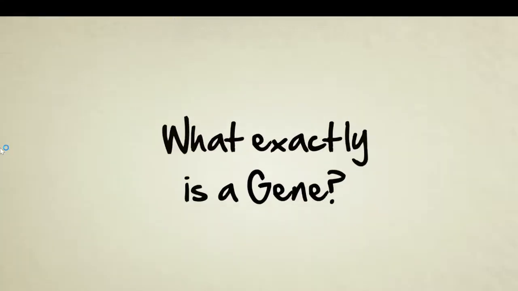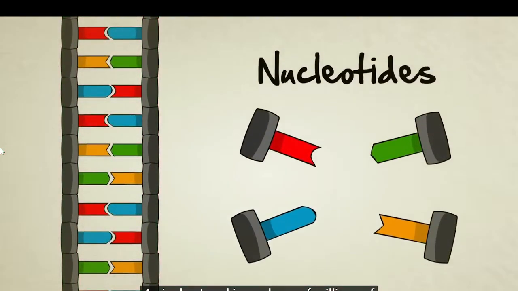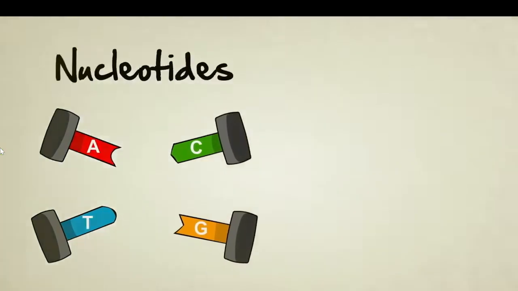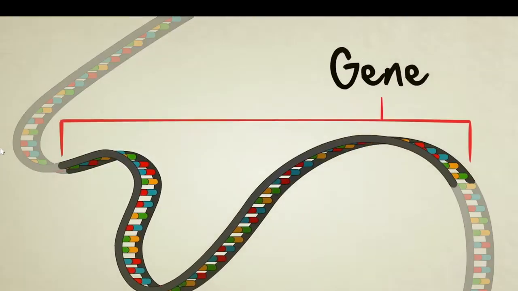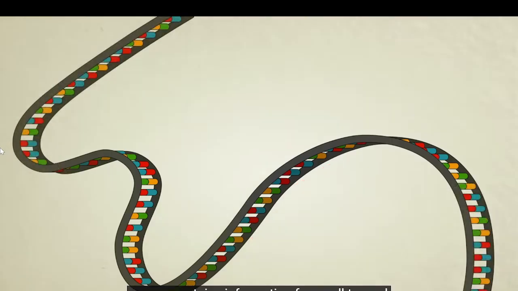What exactly is a gene? Each one of our cells contains 46 strands of DNA. A single strand is made of millions of particles called nucleotides, and these nucleotides come in 4 different types, which scientists have labeled A, C, T, and G. A gene is a special stretch of DNA, a sequence of A's, C's, T's, and G's that code for something. A gene contains information for a cell to read and use, but what exactly does that information do?